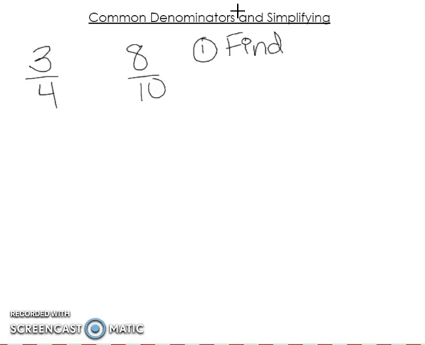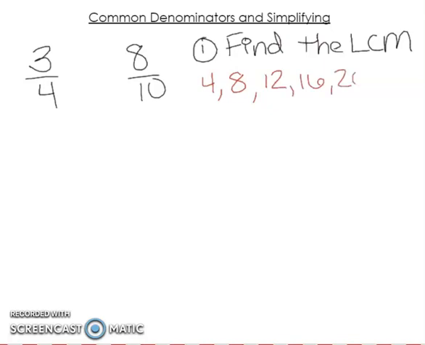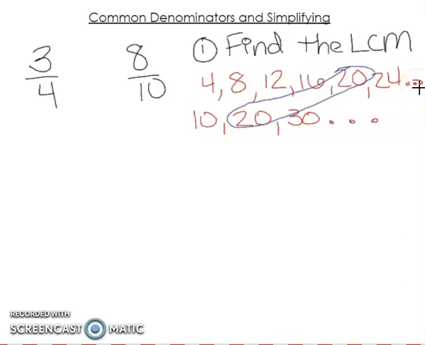So I need to find what we call the LCM. So hopefully you remember that from previous grade levels. That is the least common multiple. So if I think about just counting up by 4s, and then I think about counting up by 10s, then whichever number they have in common, that first number, that is my LCM, which is also my common denominator.